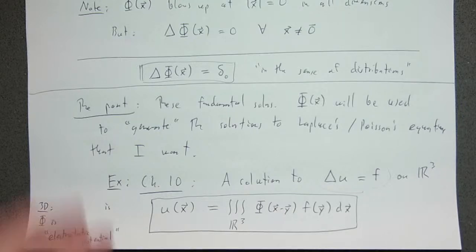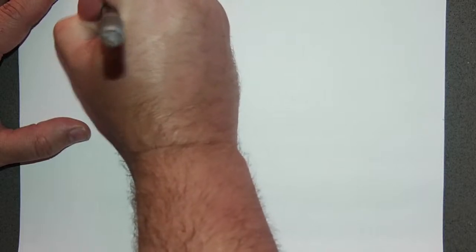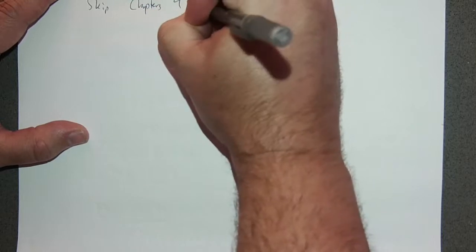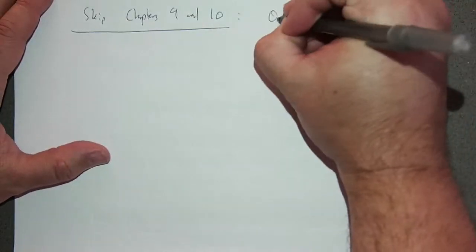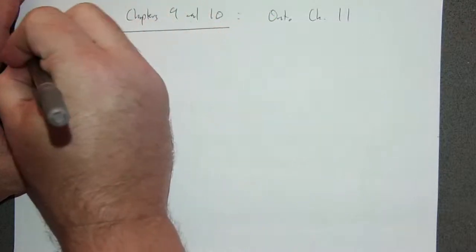And so our goal here is, we're done with chapter 8 now. We're not going to do any of the rest of it. We are going to skip chapters 9 and 10 because that material is not needed for what we're going to do here. We may return to 10 a little bit later. And so we're on to chapter 11, which is Fourier series.